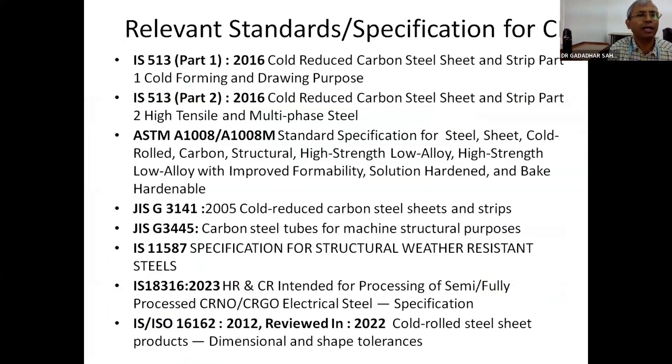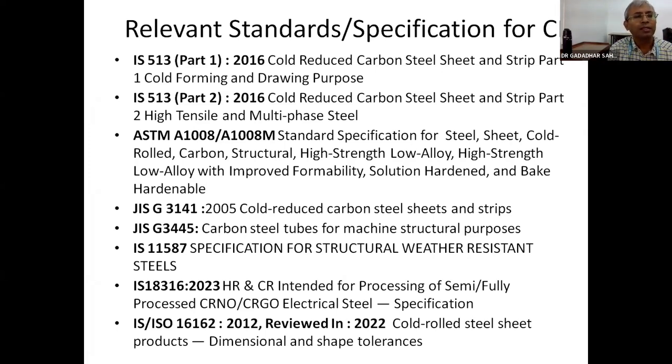The very basic one is IS 513 Part 1 2016. It is cold reduced carbon steel sheet and strip, Part 1, because Part 2 is also another grade. Part 1 is for cold forming and drawing purpose, and Part 2 is for high tensile and multi-phase steel. This is the very basic one for CR products.